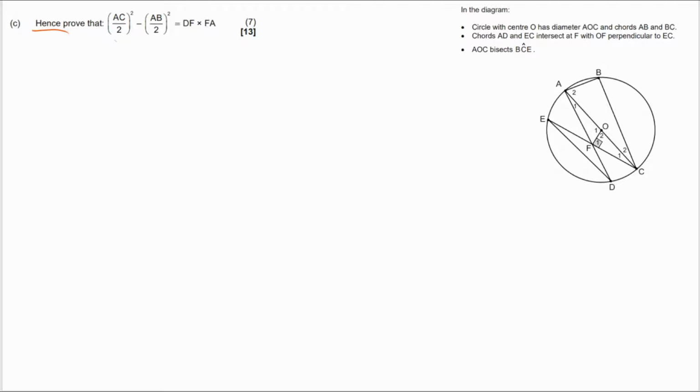Okay, so let's have a look. So AC over 2. Also, this looks like Pythag, right? Because you have two things squared minus each other. Okay, so let's see where this came from.